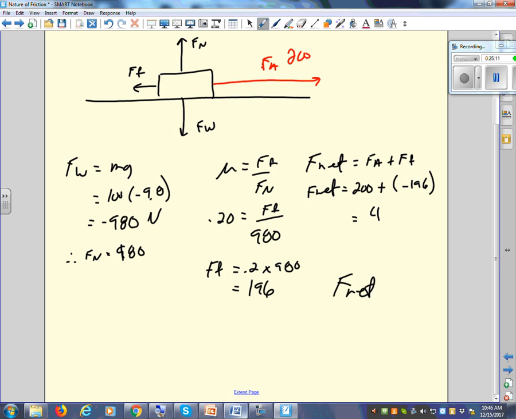F net is equal to ma. The net force is 4. The mass was it 100? Yep. Gonna divide. 4 divided by 100. 0.04. Now what do we measure acceleration in? Meters per second squared. So that's a few more steps. That's 4 steps altogether.